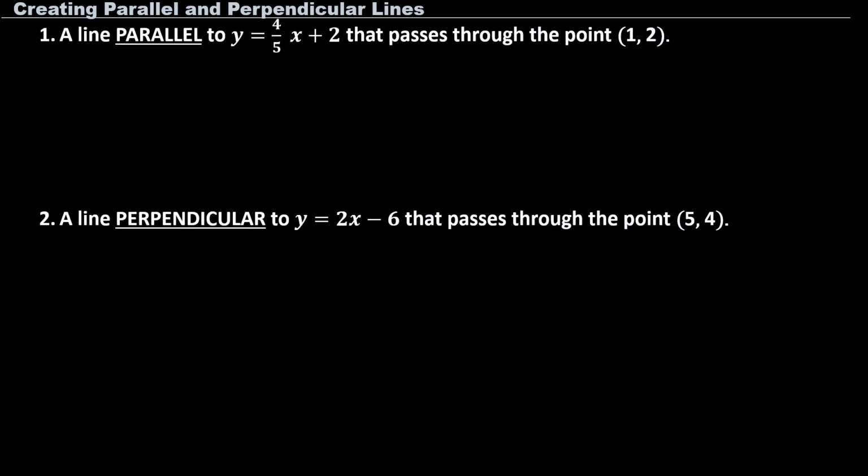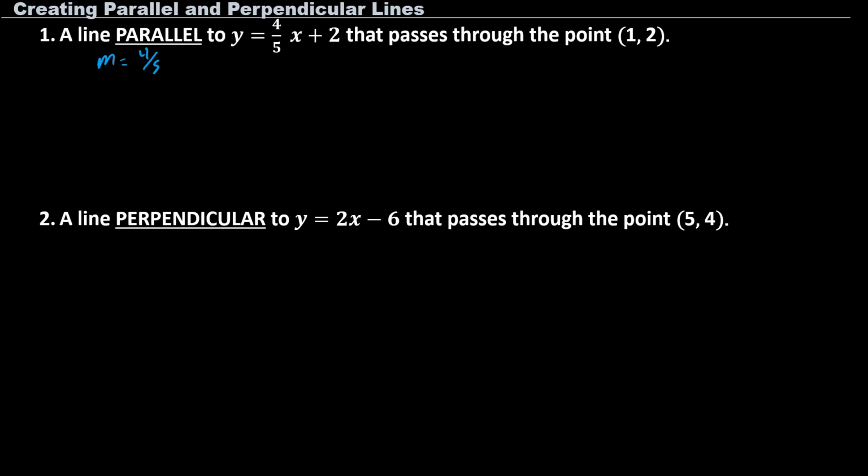So now let's talk about actually making these lines. We're able to decide and decipher if they are or are not perpendicular, but now we're going to actually make these parallel and perpendicular lines. For our first one, we want to make a line that is parallel to y equals 4/5 x plus 2, and it passes through the point (1, 2). If it's parallel, that means they have the same slope. So my new slope is also 4/5.